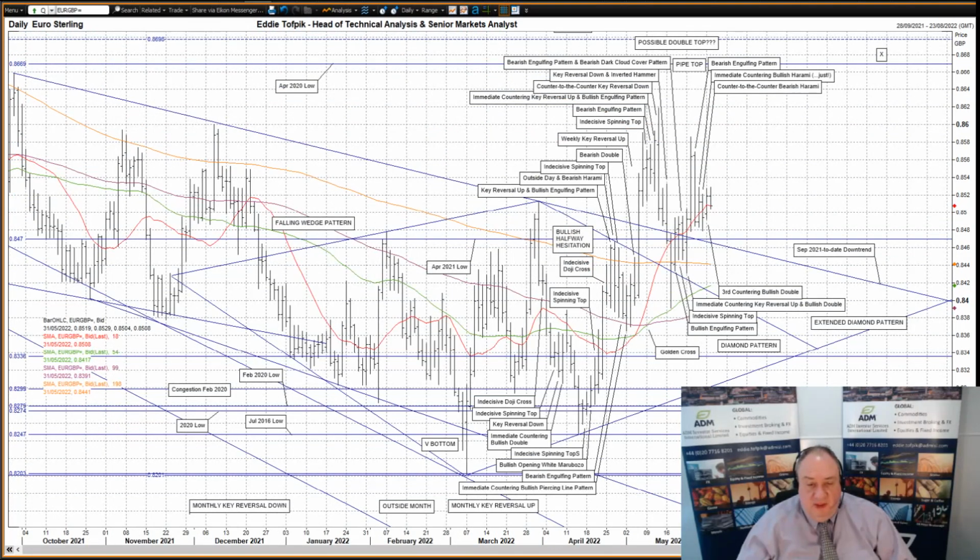Euro sterling. Yet further intraday indecision today, with a third countering bullish double after the previous session's counter to the counter bearish harami and the earlier immediate countering bullish harami, if only just on that one. It still seems the market is not yet done with the pipe top stroke possible double top formed early last week. So, just below the current levels we have support from the following: the April 21 low at 84.70, and the broken 21 to date downtrend, currently at 84.66. That makes up the upper trend line of the extended diamond pattern.